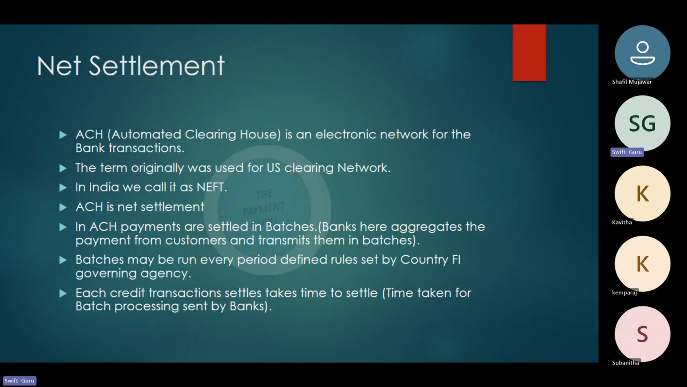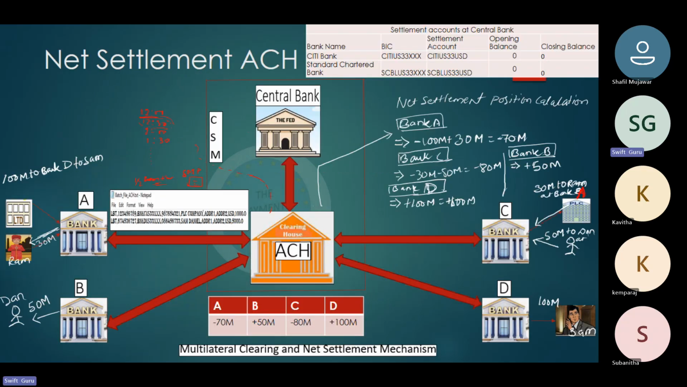In India, we call it NEFT. In the US, this terminology is ACH. So let me explain this NEFT or ACH kind of payment system in any country. How do they work, basically, right? The batch payment processing system which I was telling you about. So I've taken one example here: the US clearing system, ACH, and the Federal Reserve.